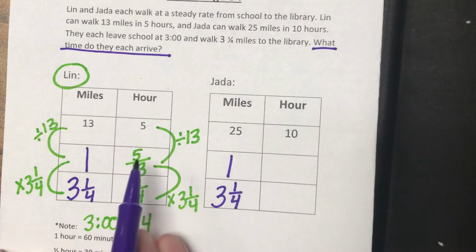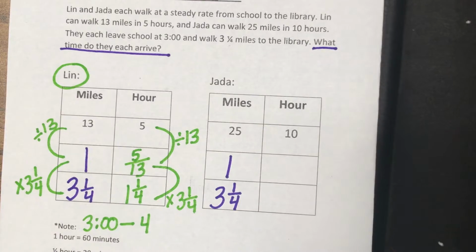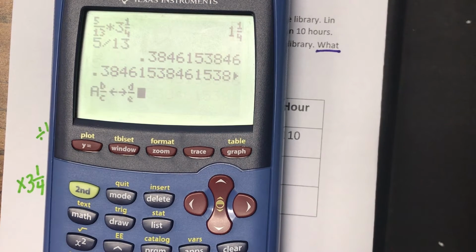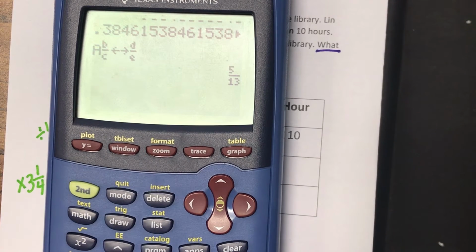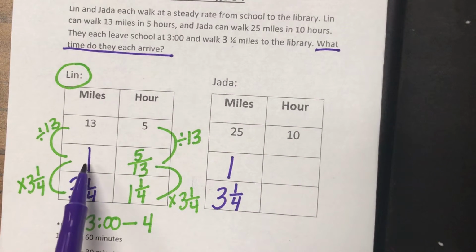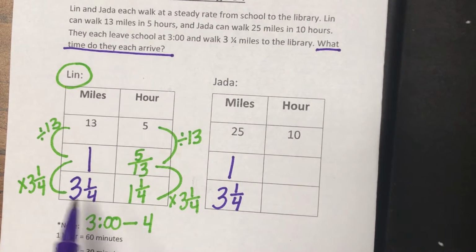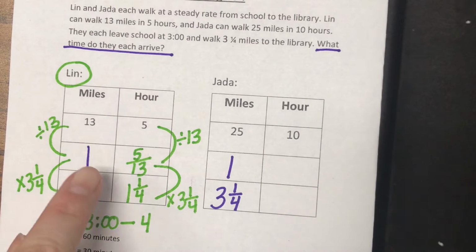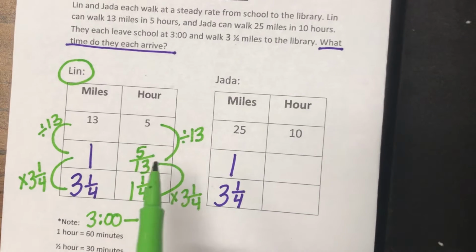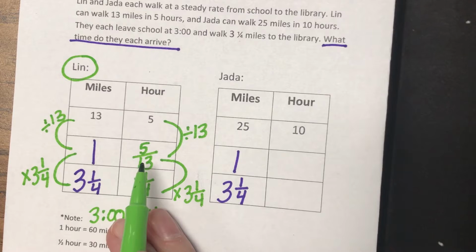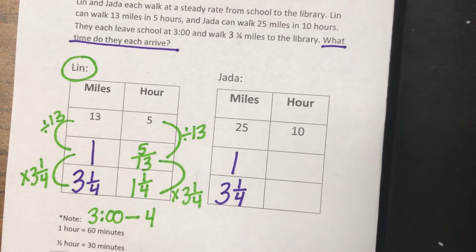So 5 divided by 13 gives you a decimal number, but we know that if it's just 5 divided by 13, we can make it a fraction. So back to 5 over 13. Okay? And so then I know, well, anything times 1 is just itself. So what I said was I could take that 1 times 3 1/4 is 3 1/4. And then what I do then is say 5 over 13 times 3 1/4.